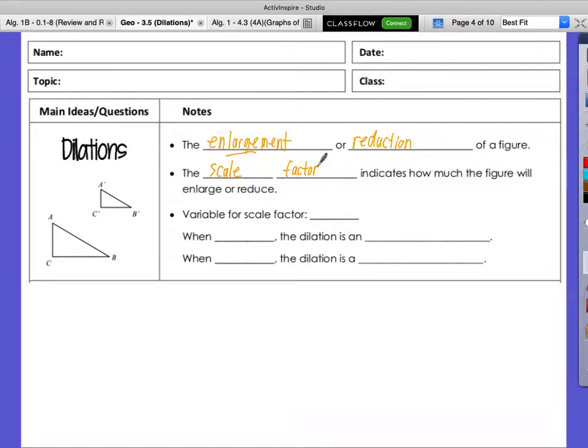The scale factor indicates how much the figure will enlarge or reduce. Okay? Have you ever heard of a scale figure? Like you see something on a cereal box, and it shows a piece of the cereal, and it says not to scale or enlarged. That's saying it's been scaled bigger or smaller. It's kind of the same idea. We took something, we made it bigger or smaller.